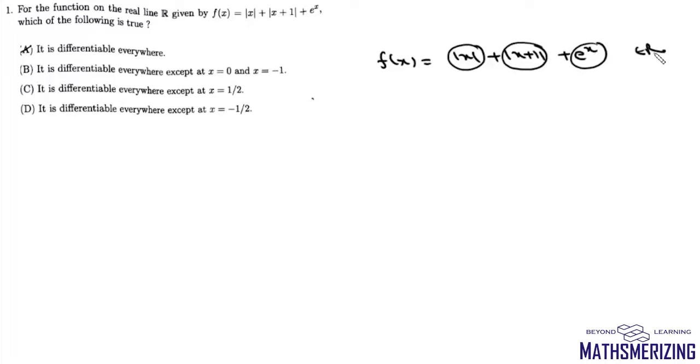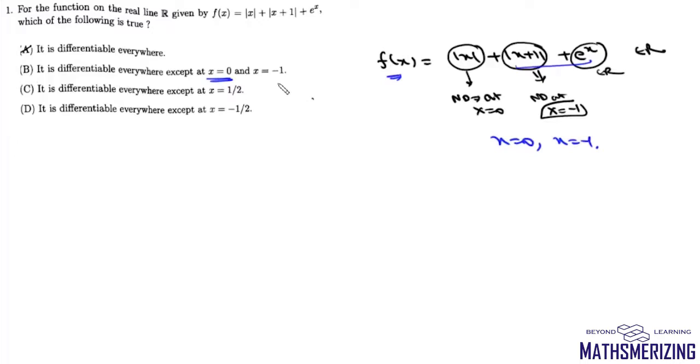Now what about differentiability? Mod x is not differentiable at x equals 0. Mod x plus 1 is not differentiable at x equals minus 1, and e to the power x is differentiable for x belongs to R. At x equals 0, the other two are differentiable, but this function is not differentiable, and at x equals minus 1, mod x plus 1 is not differentiable. So this entire function f(x) is not differentiable at x equals 0 and x equals minus 1. So the answer to this question is, it is differentiable everywhere except at x equals 0 and x equals minus 1, and that's your option number B.